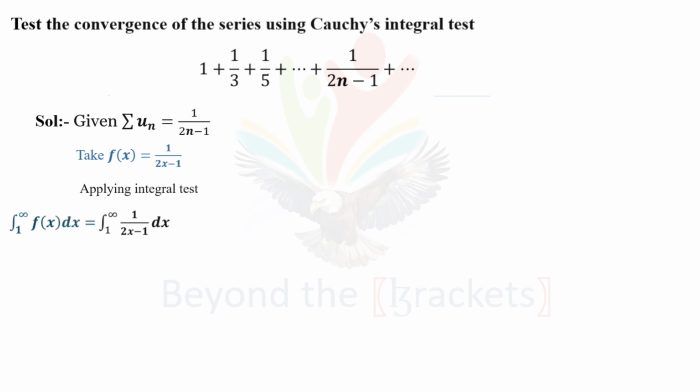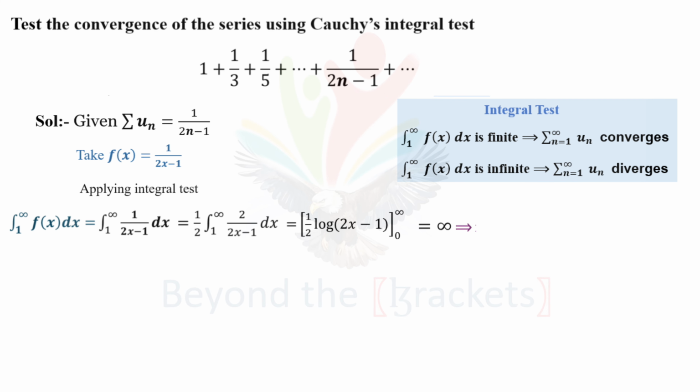We know that the derivative of 2x minus 1 is 2. So multiply and divide by 2 to write it in the form f dash of x by f of x, which integrates to log of f of x. Applying the limit, since the upper limit is infinity, 2x minus 1 goes to infinity, which means log of 2x minus 1 also approaches infinity, and hence the result is infinite. So by the integral test, the series is divergent.